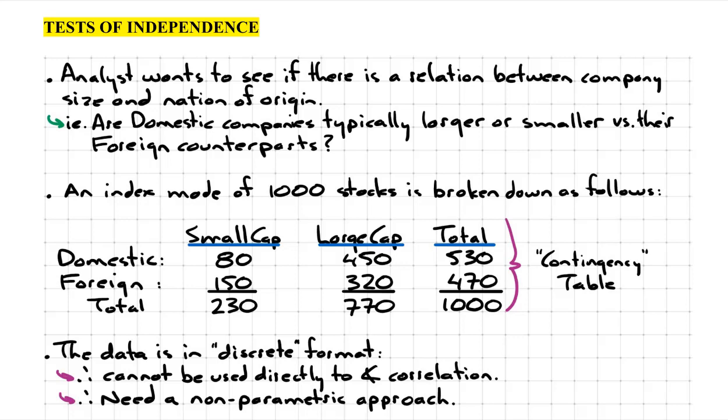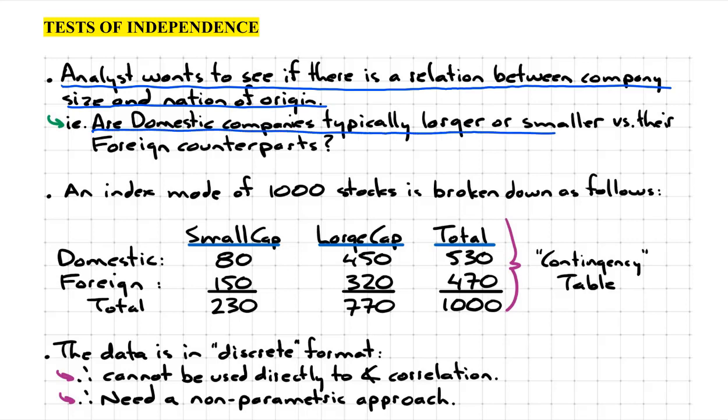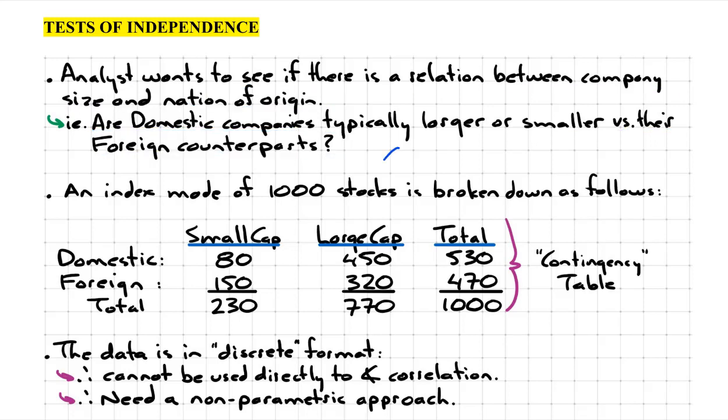Tests of independence. Suppose that the analyst wants to see if there's a relation between company size and the nation of origin. For example, are domestic companies typically larger or smaller relative to their foreign counterparts? So do you see what's going on here, ladies and gentlemen? Is there a relationship between size and nation of origin? In other words, are these factors dependent or independent of each other?